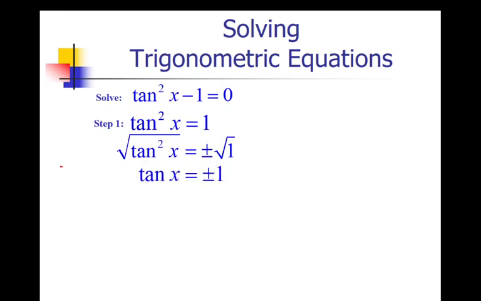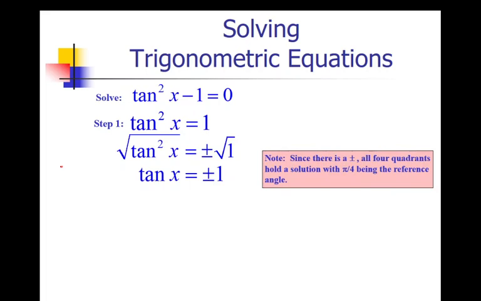And again, we look to the unit circle. Since there's a plus or minus, all 4 quadrants hold a solution, with pi over 4 being your reference angle. Because you go to your first quadrant and say, okay, tangent's 1 at pi over 4. So my solutions are all the pi over 4s in all 4 quadrants: pi over 4, 3 pi over 4, 5 pi over 4, and 7 pi over 4.